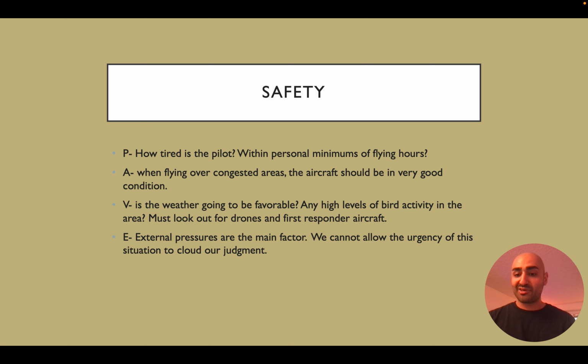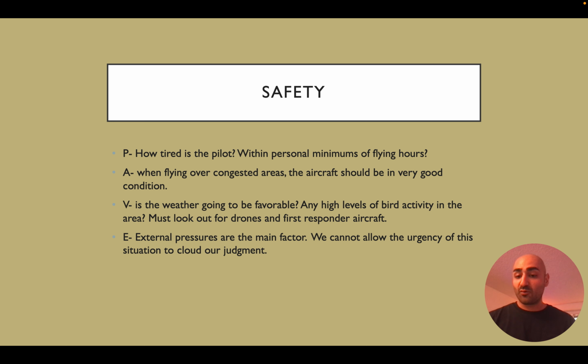Safety, let's run through the PAVE checklist again. P stands for pilot. How tired am I? I personally have a personal maximum of 5 hours of flight before I need to take a break. So how long have I been flying? That should be a huge factor. A, we are flying this aircraft over a very congested area. Let's pick Richmond for this scenario. We want to make sure that the aircraft is not going to break down on us or we're not going to have an engine failure as we're doing this low altitude maneuver.